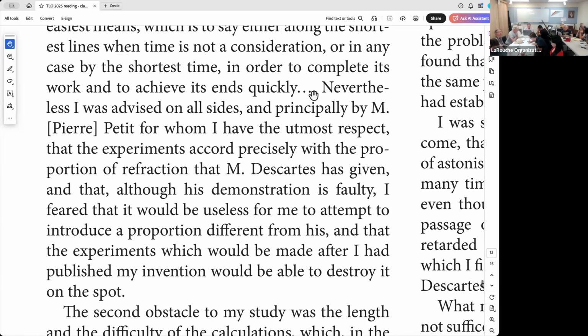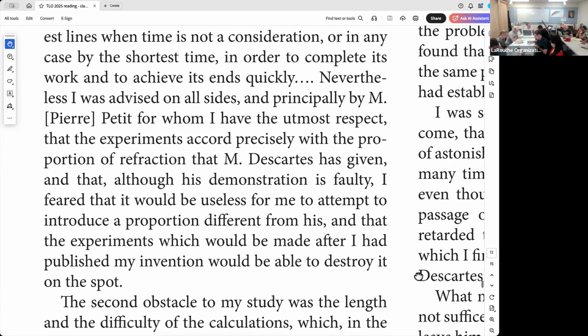Nevertheless, I was advised on all sides, and principally by Monsieur Petit, for whom I have the utmost respect, that the experiments accord precisely with the proportion of refraction that Monsieur Descartes has given, and that although his demonstration is faulty, I feared that it would be useless for me to attempt to introduce a proportion different from his, and that the experiments which would be made after I had published my invention would be able to destroy it on the spot. Can you restate that?